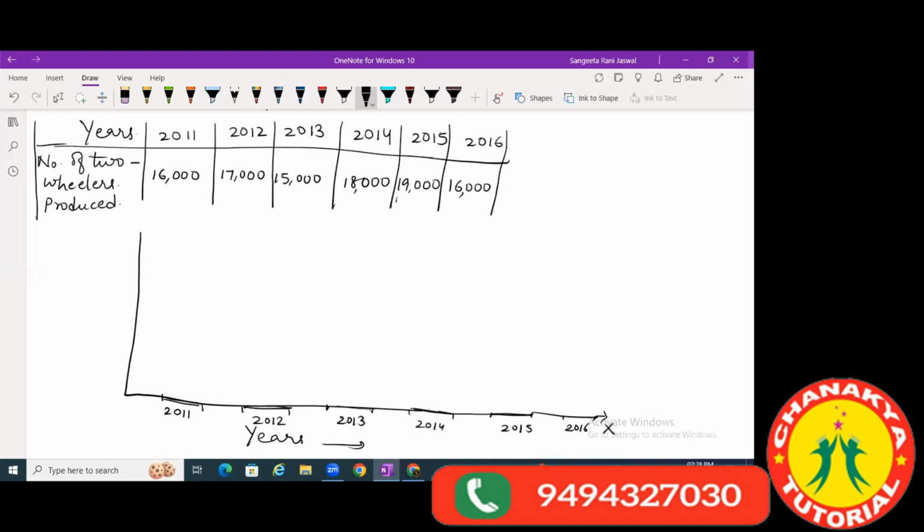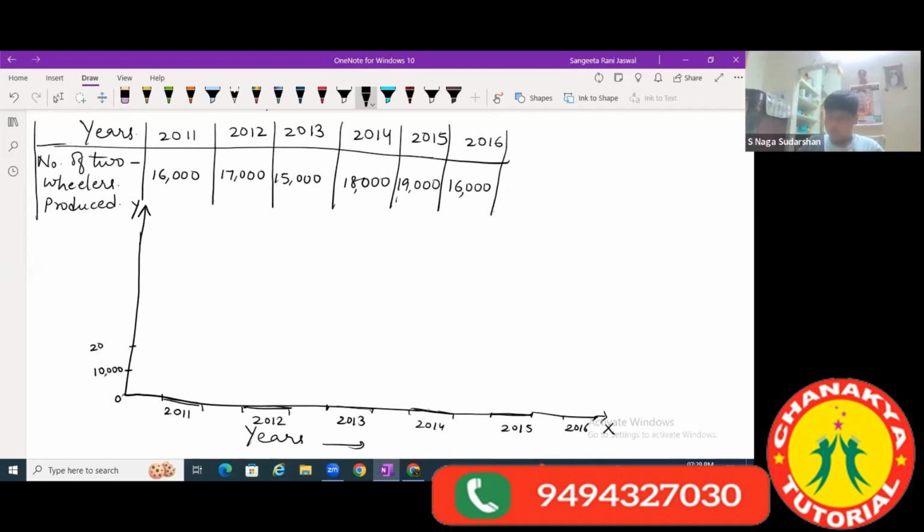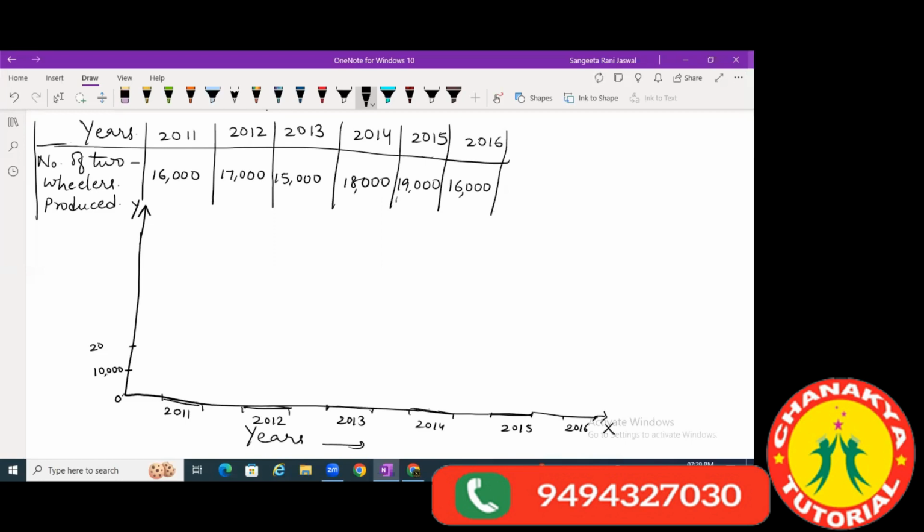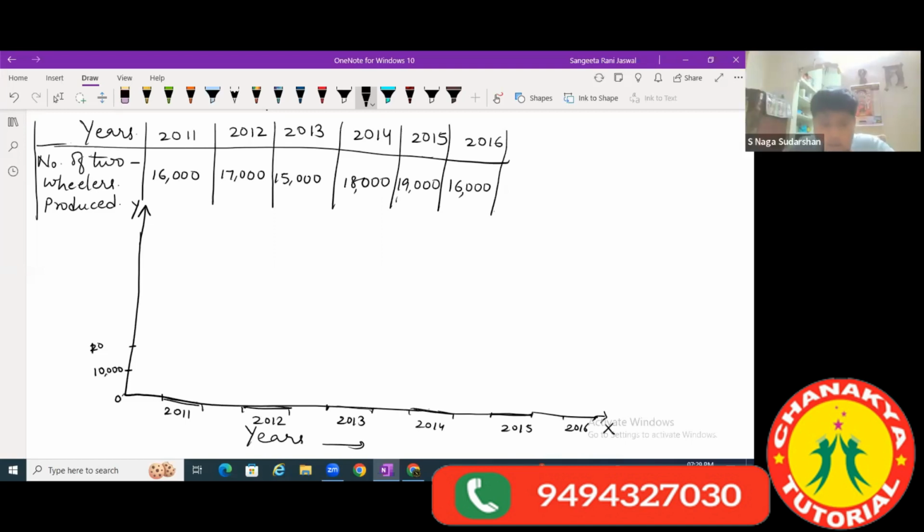Now on the y-axis, what will you do? Equal distribution should be there. From 0 to the first point, you can take it as 10,000. For another bar, you can see all these are between 11 and 20,000. So this can be taken as 11,000.